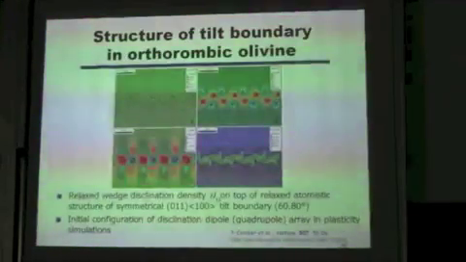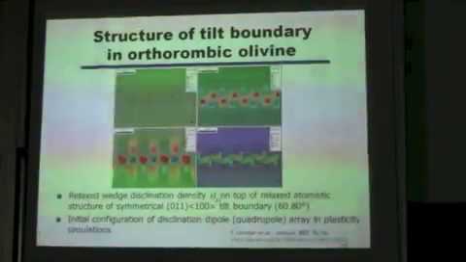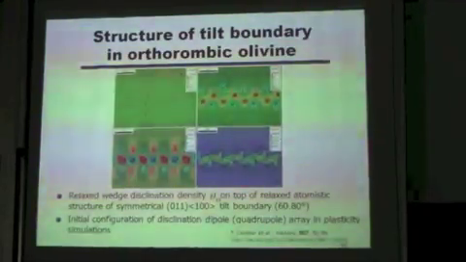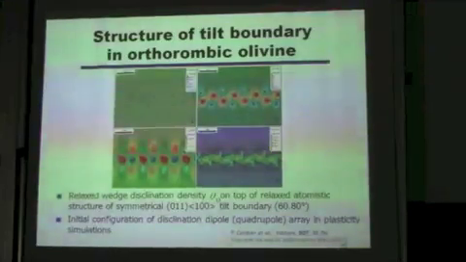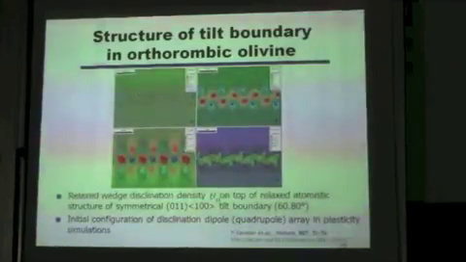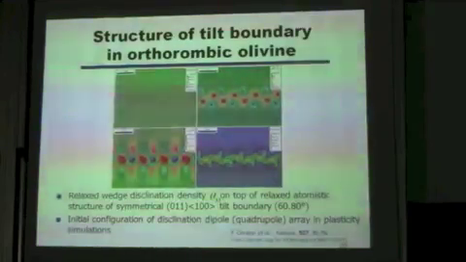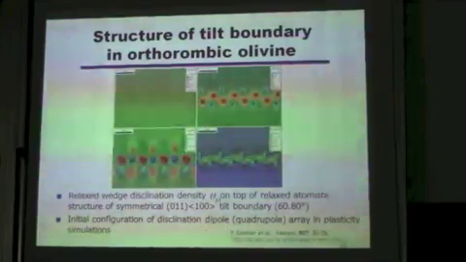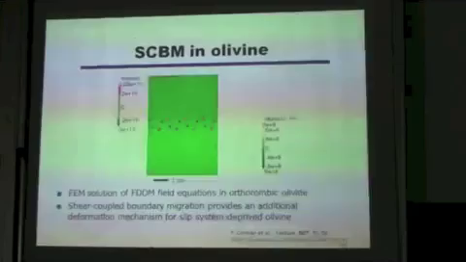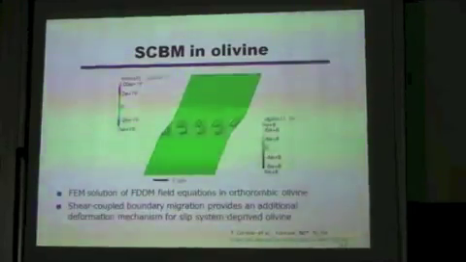Okay, so another example, that's for olivine. Olivine is much more difficult than copper because copper is FCC and that's classical. This is an orthorhombic structure, and actually we had to use the disclination quadrupoles and not dipoles to reproduce the structure of the grain boundary, but we managed to do it. So here is, for example, the energy that we get from this representation, and this is the motion that we get for olivine.